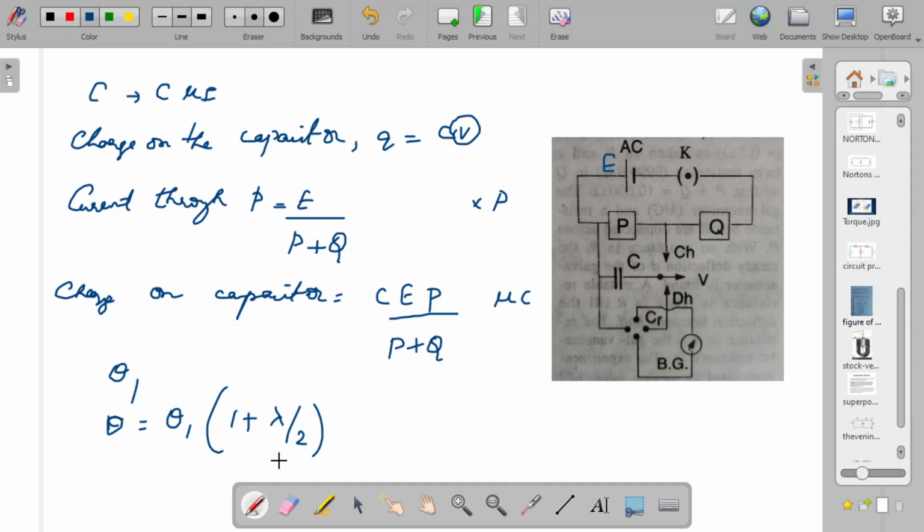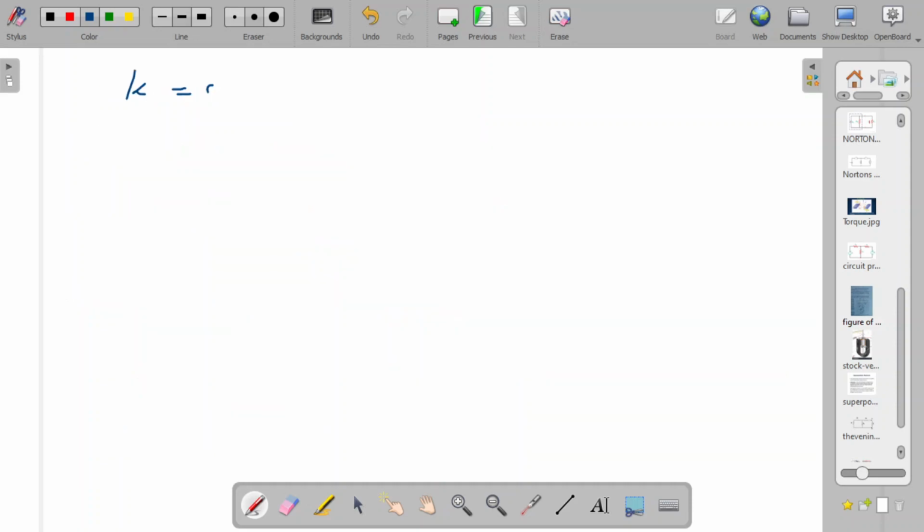Now you see, if we know that K is the sensitivity, K is the charge ballistic reduction factor or the figure of merit. What does that mean? This charge, what is that? Charge required to produce unit deflection. Okay, charge required to produce unit deflection.